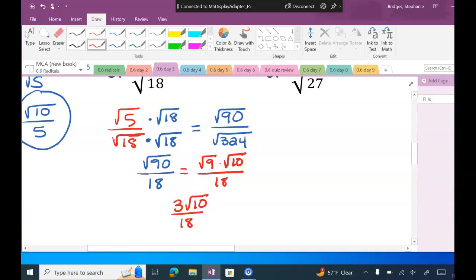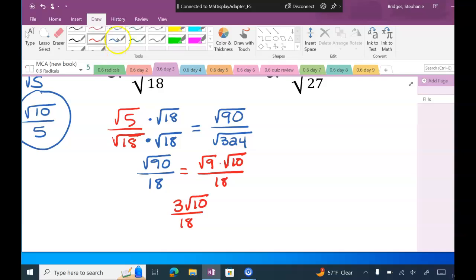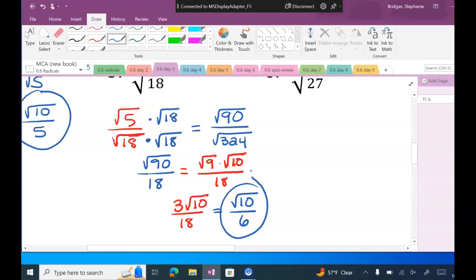I did have a couple of people starting to leave it like that, but we got to remember to try to simplify. The numbers that are not under the radical, 3 and 18, they can both divide by 3. So that 3 will turn to a 1, and that 18 will turn to a 6. So that's one way. Okay, but I'm going to show you the other two because you might like those a little bit better once you see how they can work.